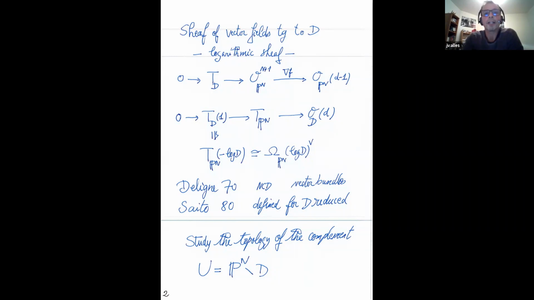But first of all, I can say from a general point of view that these sheaves are studied to give some information on the topology of the complement of D in the projective space, Pn minus D.